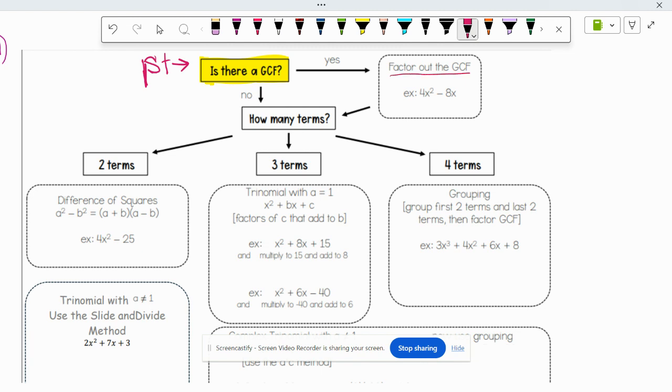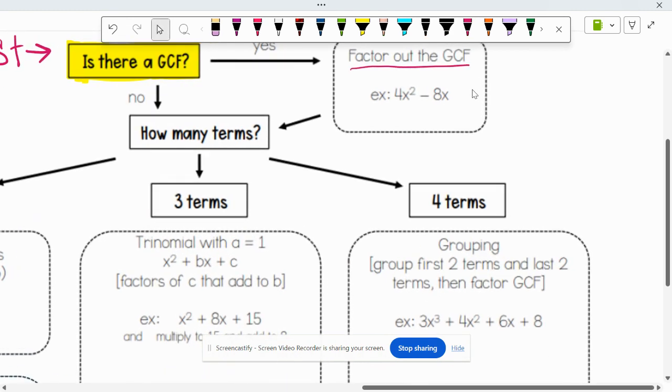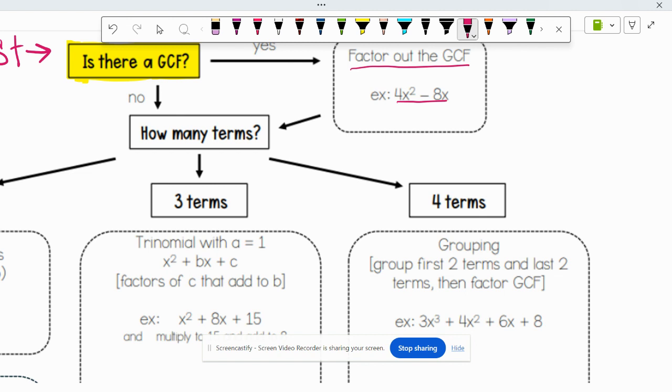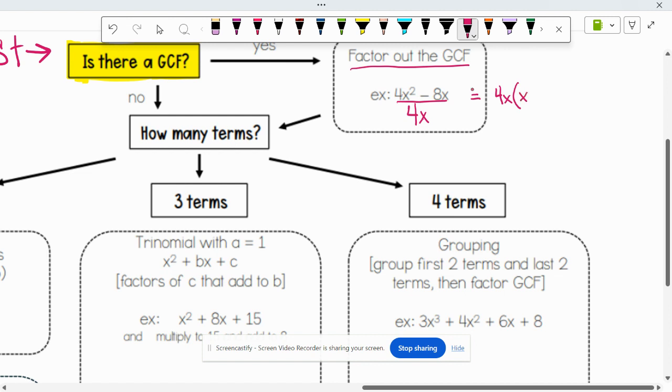So in this example, I have 4x squared minus 8x. What is my GCF between 4x squared and -8x? What divides both 4 and 8? 4. What divides x squared and x? X. So I'm taking a 4x out. When I do that, I'm writing it off to the side. I have 4x times, let's see, 4x squared divided by 4x is x. Negative 8x divided by 4x is negative 2. That's what it looks like after I factor out my GCF.